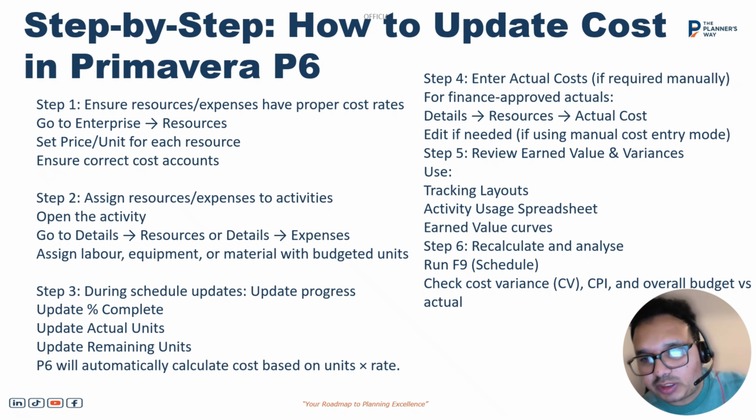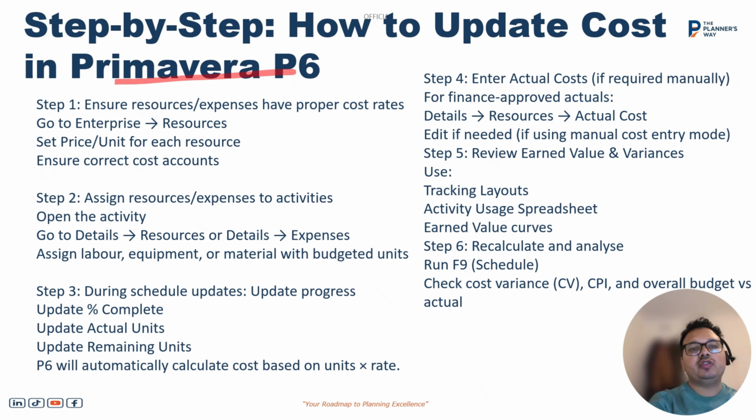In this slide, I will explain how you update the cost in Primavera P6. First, we need to define our resources and costs properly with the cost rate. So we need to have the resource dictionary where we update our resources. Then we assign the resources and expenses to the activity so that we can track our activity in terms of labor, equipment, and material with the budgeted units.